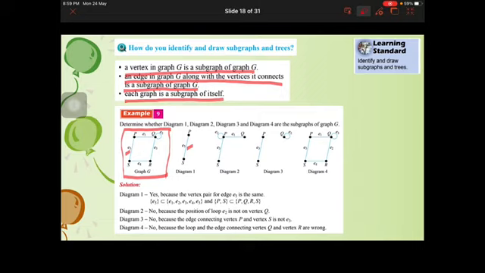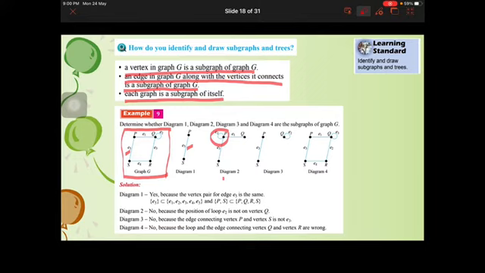Now diagram 2. Diagram 2, no, because the position of loop E2 is not on vertex Q. Okay, if you look at diagram 2, the difference from the graph G is the loop should be on vertex Q. Okay, but here on vertex P, so it's not a subgraph.